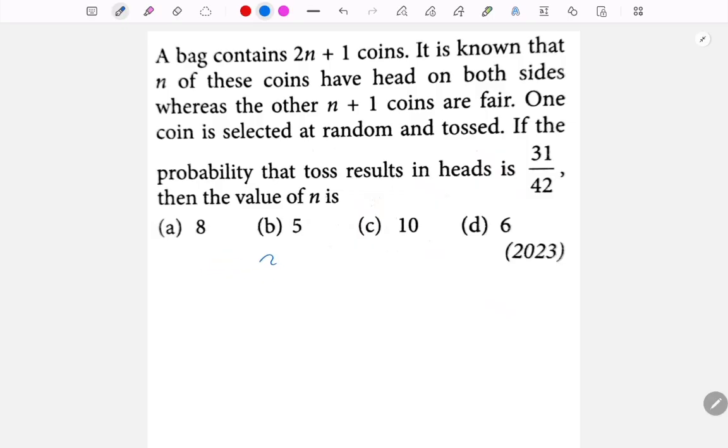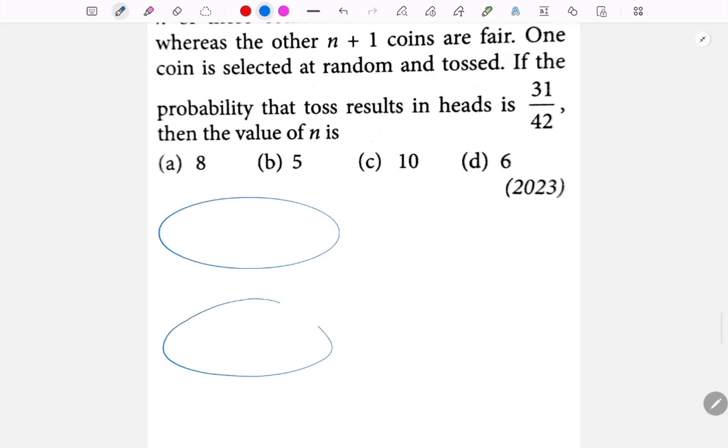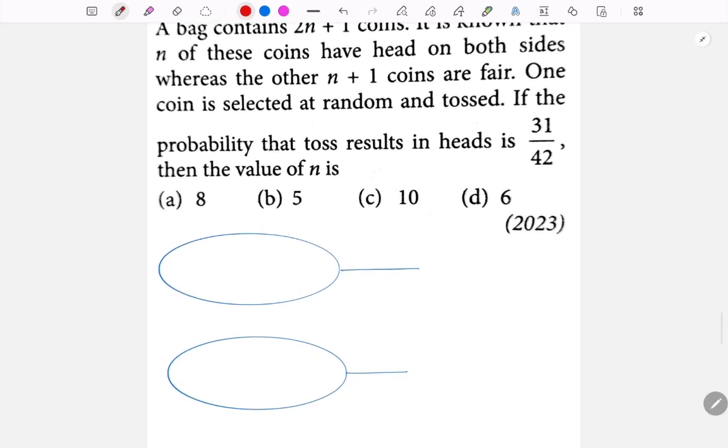First I am taking one event, and one more event. Okay, now from these two events, what is the first event name here? It is head on both sides.